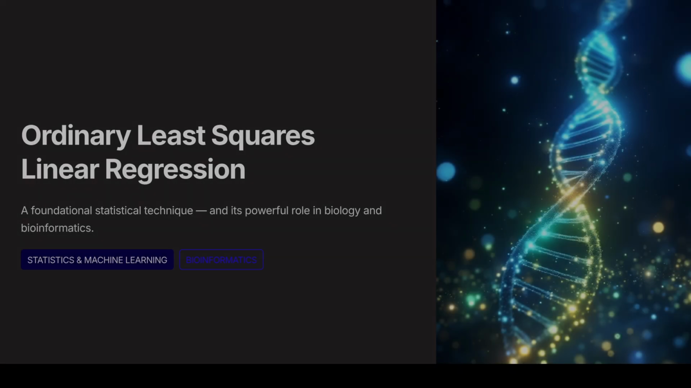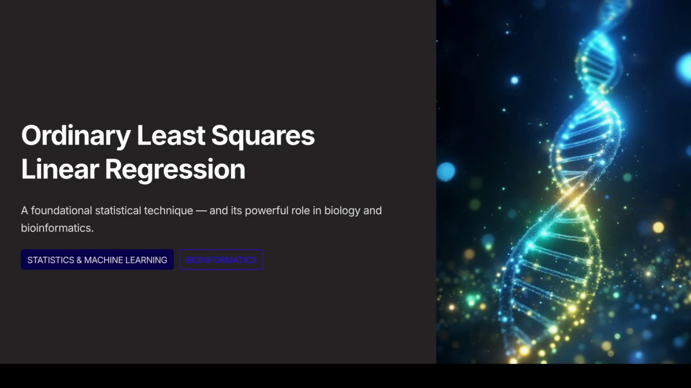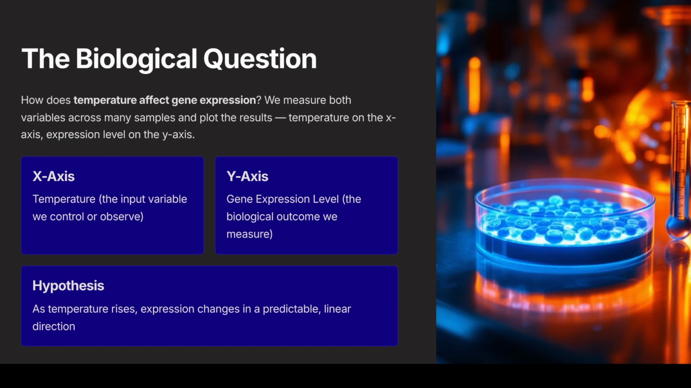Now let's look at four algorithms that are widely used in biological research. One of the most fundamental techniques in statistics and machine learning is linear regression using something called ordinary least squares. Imagine we want to understand how temperature affects gene expression. We measure temperature and expression levels for many samples and plot the results on a graph.